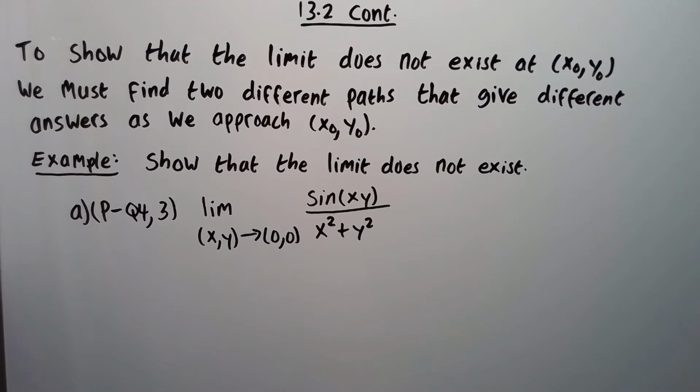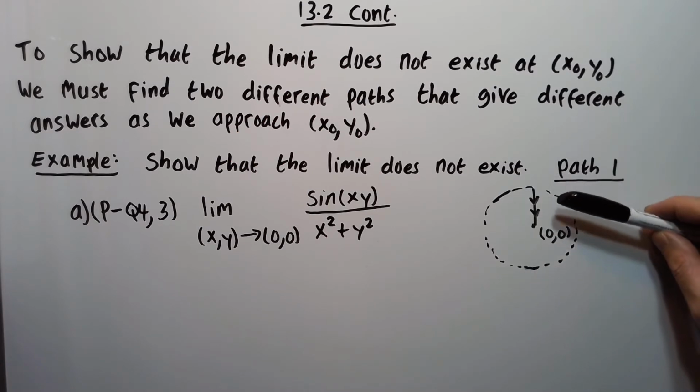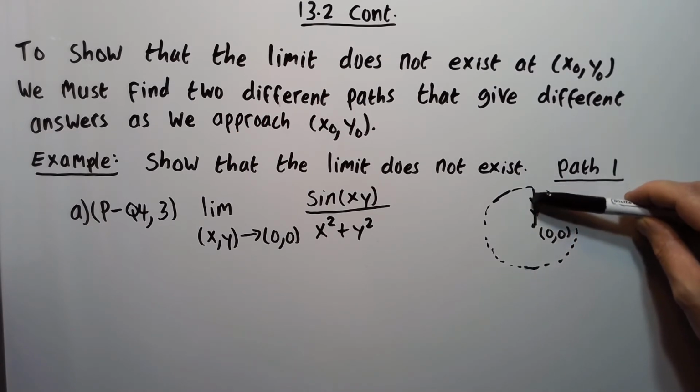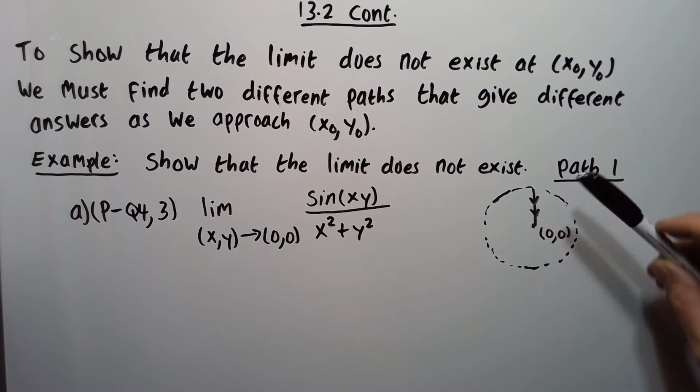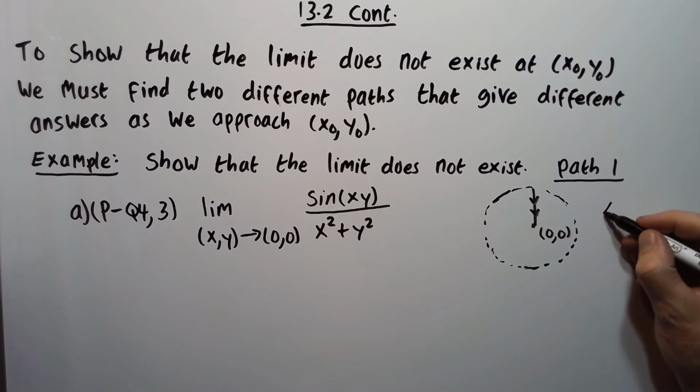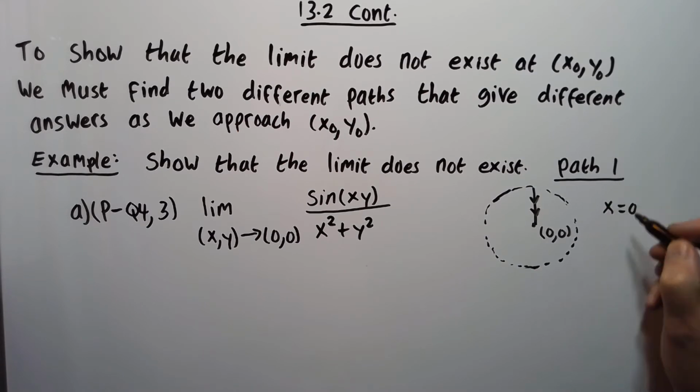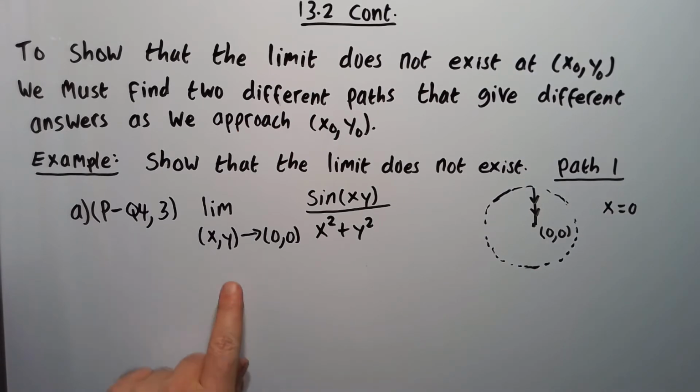So let's consider path 1 here. Let's come along the y-axis. So path 1, I'm going to be coming into 0, 0 along the y-axis. Along the y-axis, x is 0. So I'll put here x is 0. Basically I'm going to go over to our limit now and put 0 in place of x and then take the limit. So let's do that.